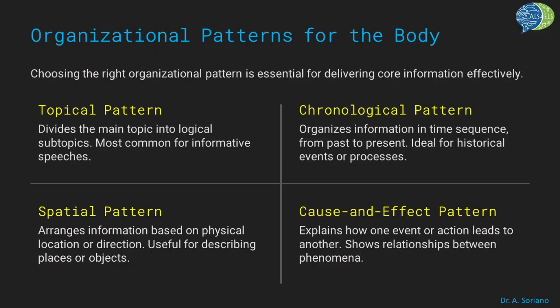The spatial pattern arranges information based on its physical location or direction. This is very useful when you are describing a place, an object, or a diagram. And the cause and effect pattern is used to explain how one event leads to another. It's perfect for showing the relationship between different phenomena.